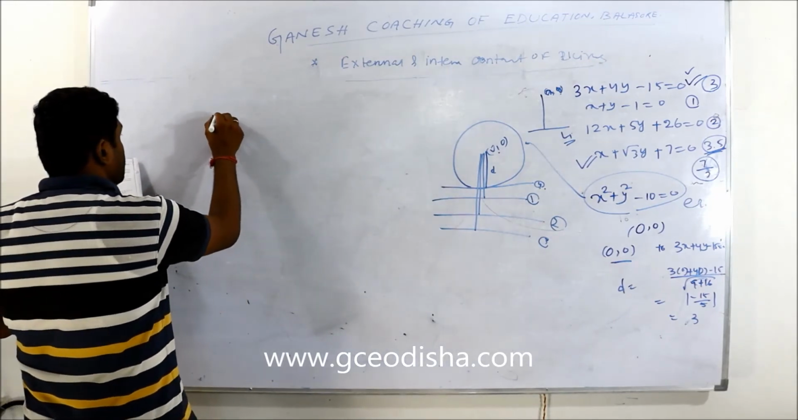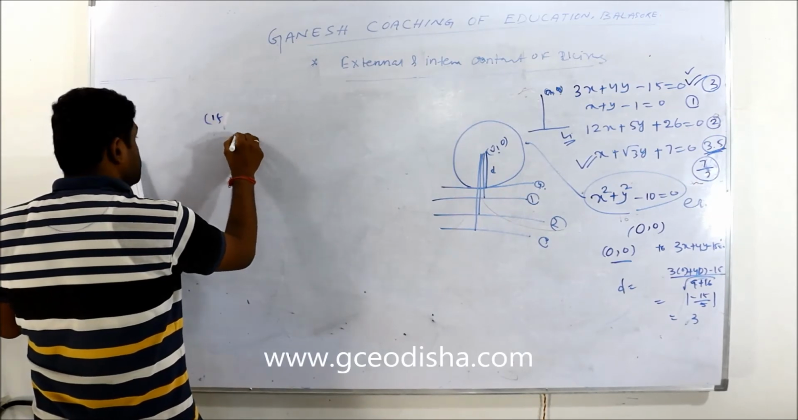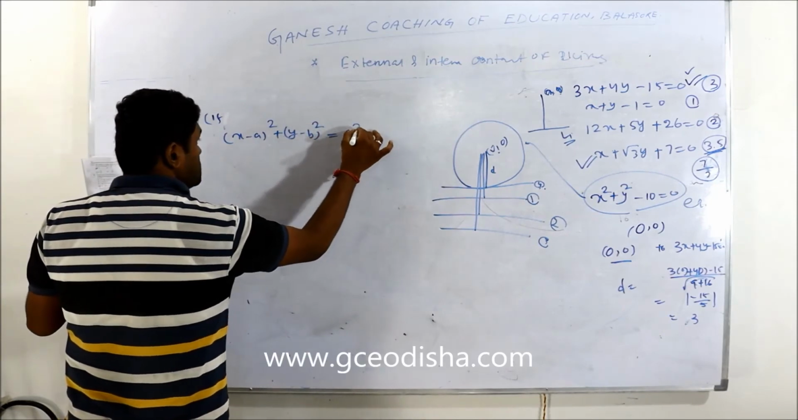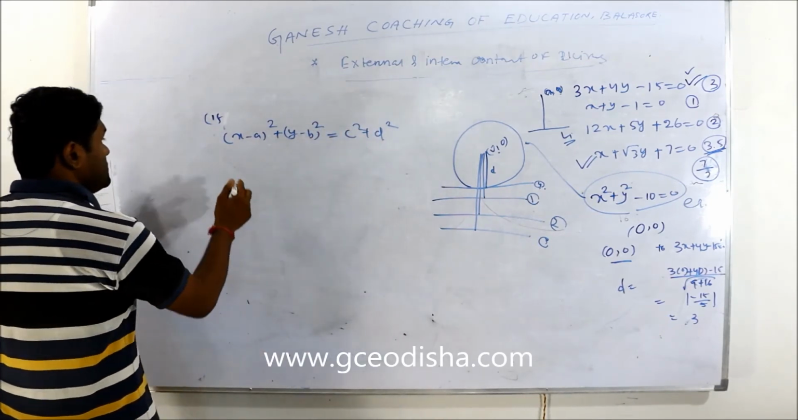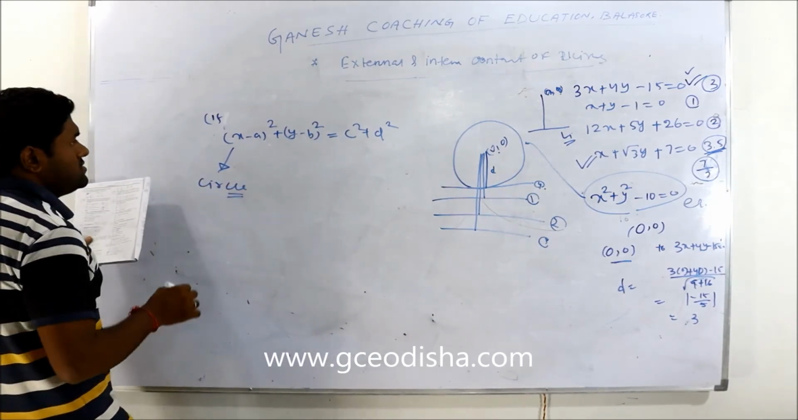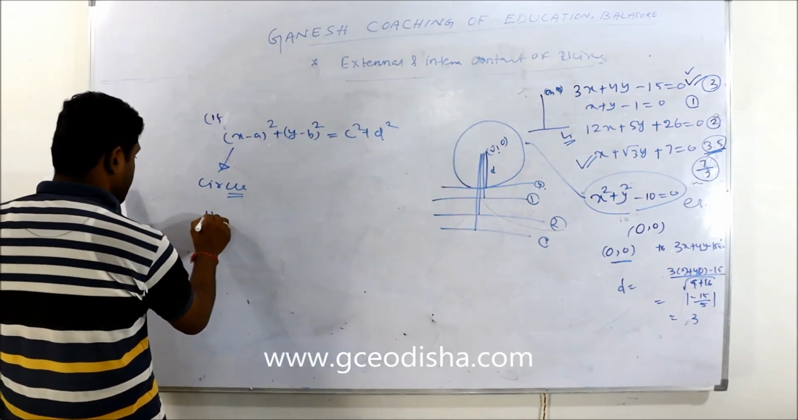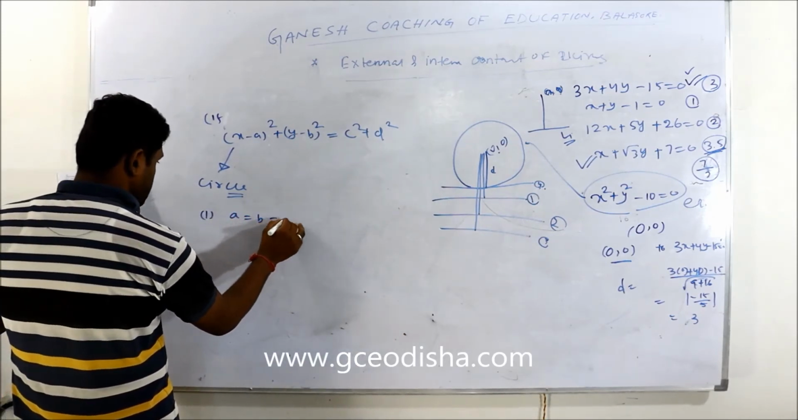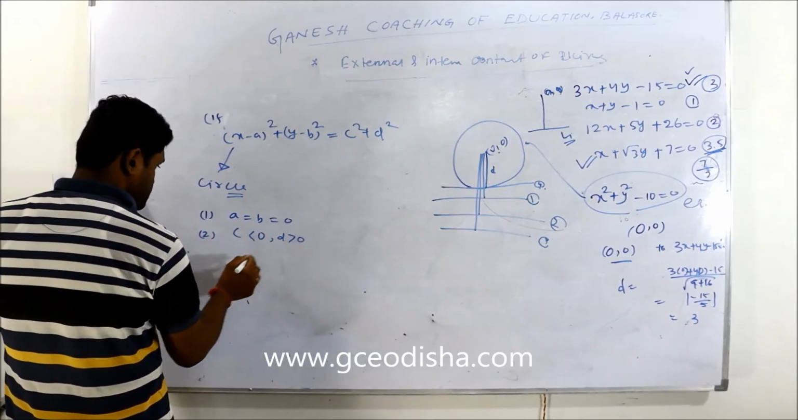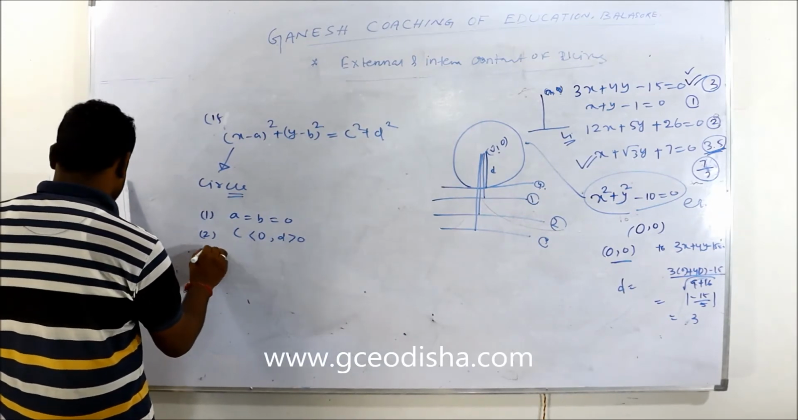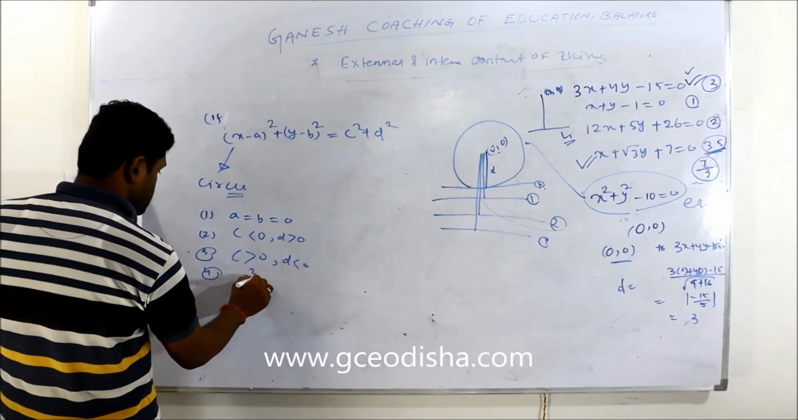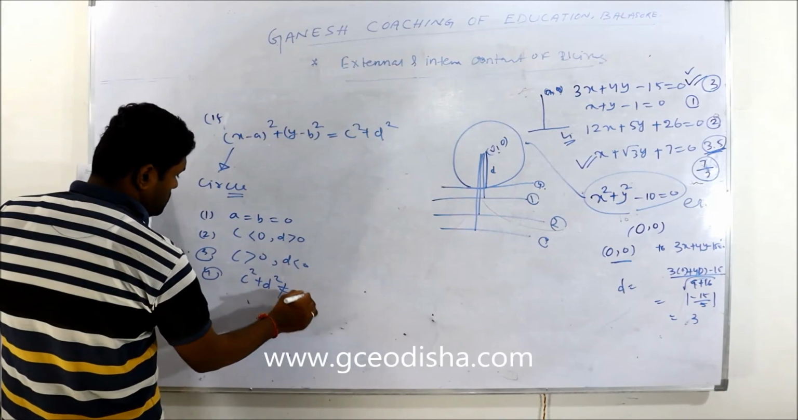If they give the equation x minus a square plus y minus b square is equal to c square plus d square, when will this equation represent a circle? They give option 1: a is equal to b is equal to 0, option 2: c less than 0 and d greater than 0, option 3: c greater than 0 and d less than 0, and option 4: c square plus d square is not equal to 0.